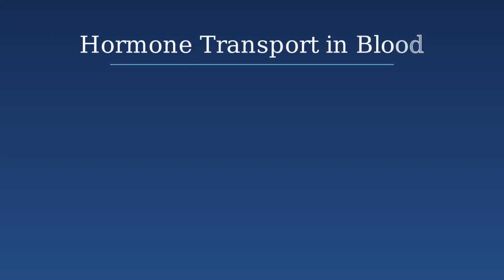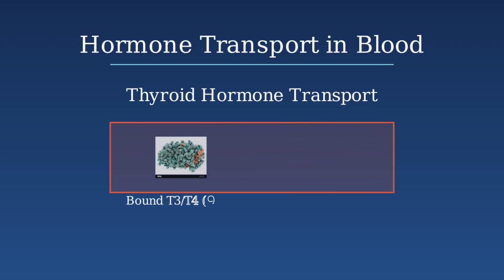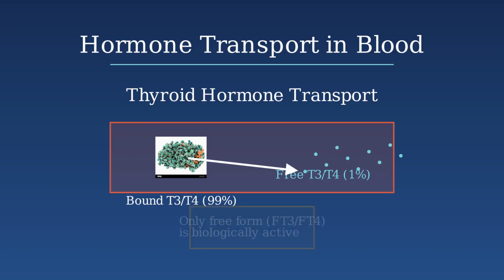Thyroid hormones are transported in the blood, primarily bound to carrier proteins such as thyroxine-binding globulin, or TBG. Only a small fraction, about 1%, circulates in the free form as FT3 and FT4. It's important to note that only this free form is biologically active and can enter cells to exert hormone effects.